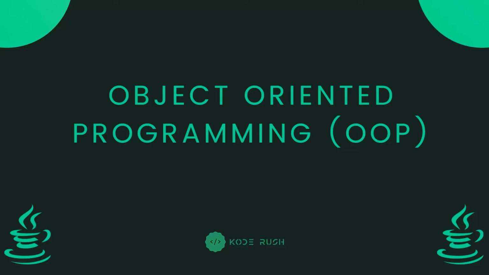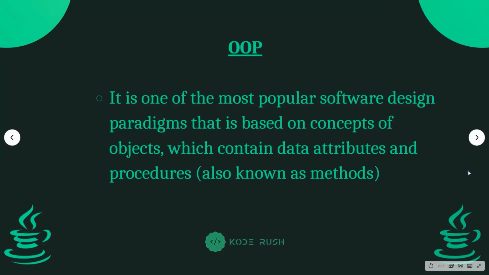Hey guys, welcome to another tutorial, and today I'll be covering object-oriented programming. To start off, let's get an understanding of what object-oriented programming is. Object-oriented, which you can also find represented as OOP, is one of the most popular software design paradigms. It is based on the concepts of objects, which contain data attributes, and procedures, which are also known as methods. In simpler terms, this is what we've been covering in Java, working with objects and classes, and working with different attributes of those classes. So Java is one of those programming languages that's built to use object-oriented programming design.